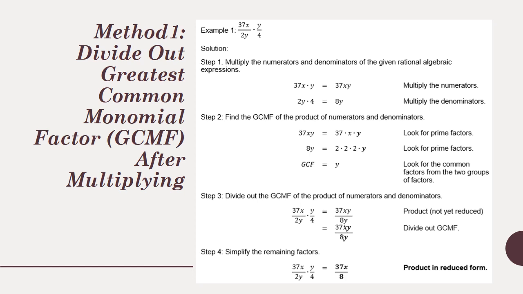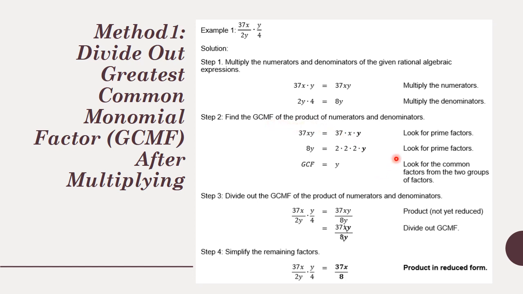Solution, step 1: multiply the numerator and denominator of the given rational algebraic expressions. First, we multiply the numerators. We have 37x times y, which is equal to 37xy. And then for the denominator, 2y times 4 equals 8y. Step 2: find the greatest common monomial factor of the product of the numerator and denominator.